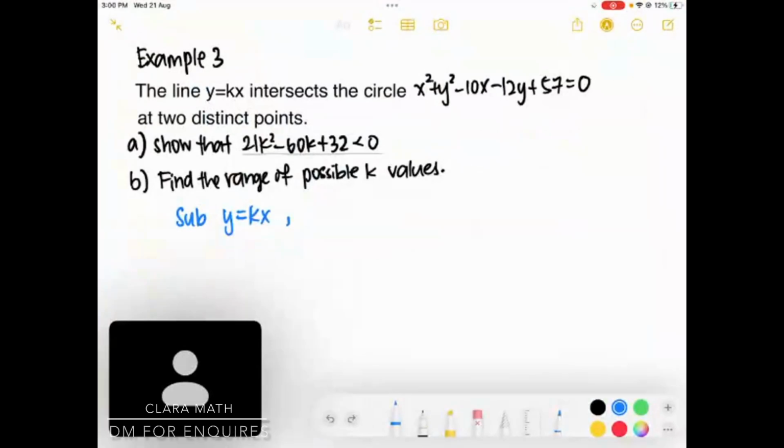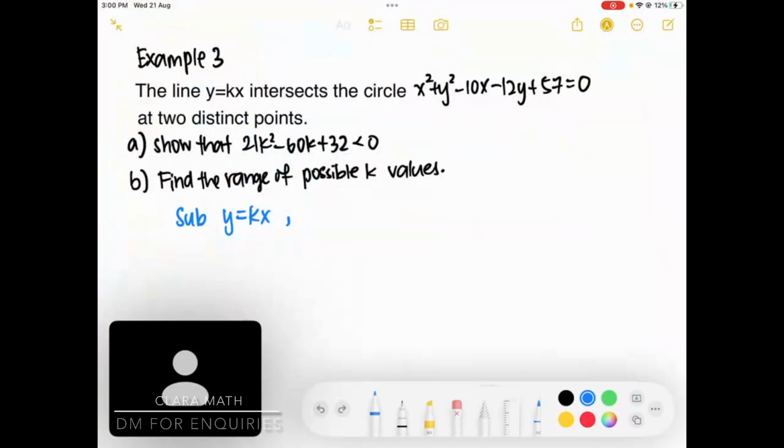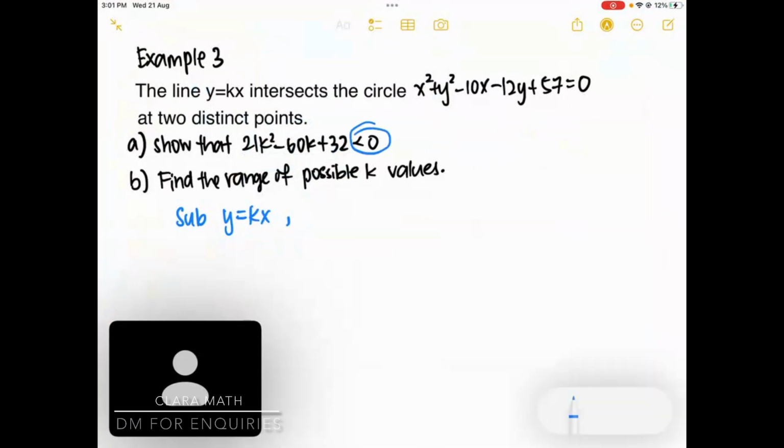Let's go through example 3, where a line intersects a circle with a general formula at two distinct points. They ask you to show this quadratic thing is less than 0 in part A. When you see this, you should think about using the discriminant, because using that, you can have a more than, less than, or equals to 0 situation. And in this equation, there is no x and y, there's only k.